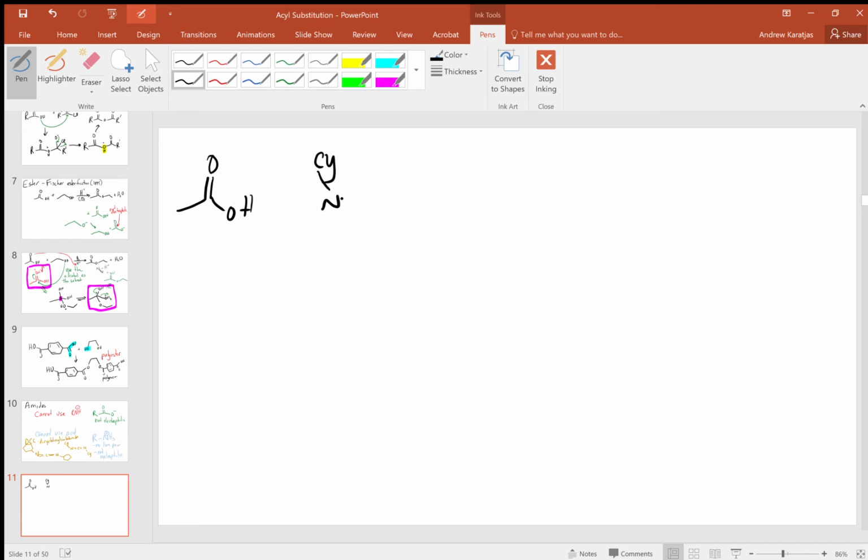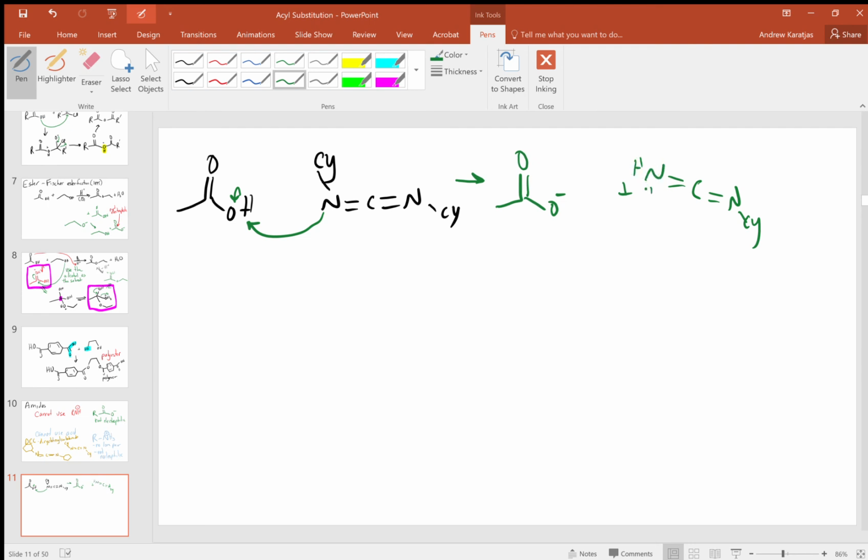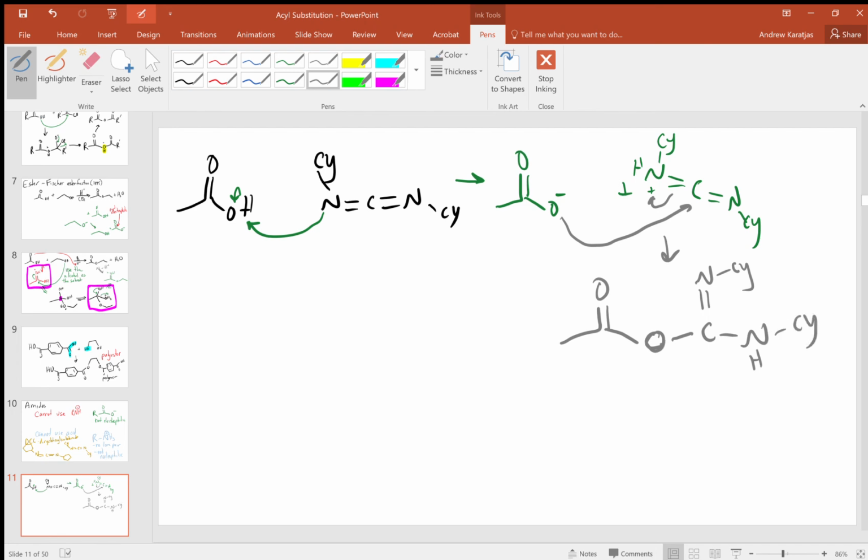So in this reaction, we start with one of the nitrogens on DCC removing the acidic hydrogen from the carboxylic acid. Now, the carboxylate salt is not a good electrophile. It's also not a great nucleophile, but in certain situations, it can be a nucleophile. And here we have a good enough electrophile for it to react. That O- attacks the carbon, lone pair shifts up onto nitrogen, giving us that intermediate.